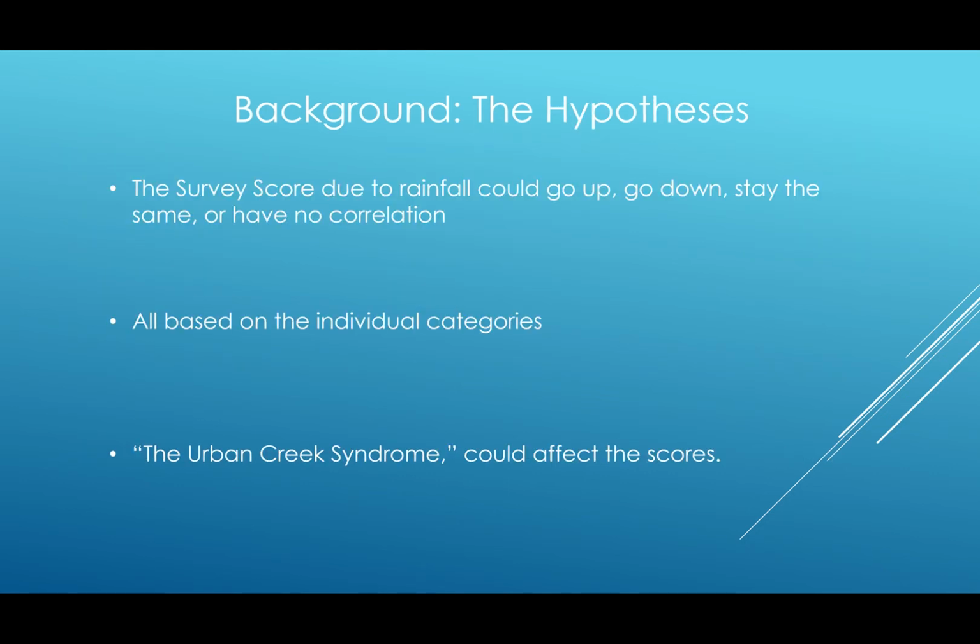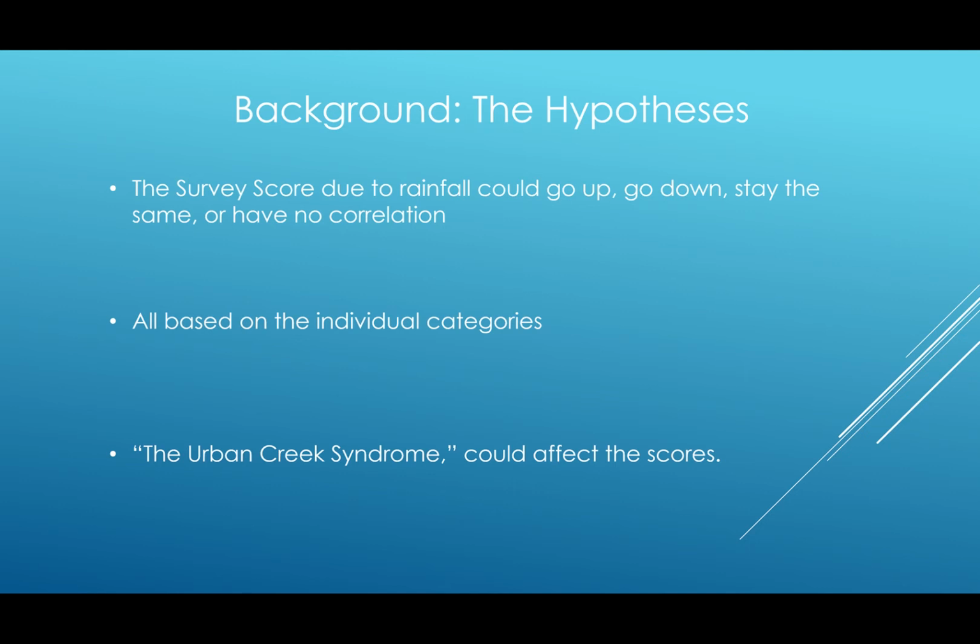Now, let's get into the hypotheses here. The survey score, due to the rainfall, could either go up, go down, stay the same, or have no correlation whatsoever. Getting into each of these, if the survey score was going to go up due to rainfall, it would have to be based on these individual categories. If you're thinking about something like flow volume, of course, flow volume might end up going up if there's more rainfall in the area, or it could make it go down, maybe because it's flowing out quicker if it's a flash flood situation. So that's going to determine whether or not the score is going to go up.